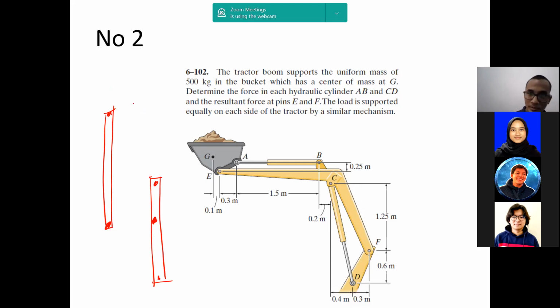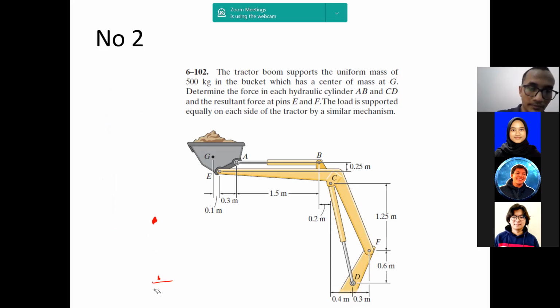Based on that description, can you see which part is the two force member? It should be AB. AB, correct. That's simple. What else? There is one more. CD. CD, yes, correct. You can see clearly now? Yes, sir. So the pin is only there at both ends.